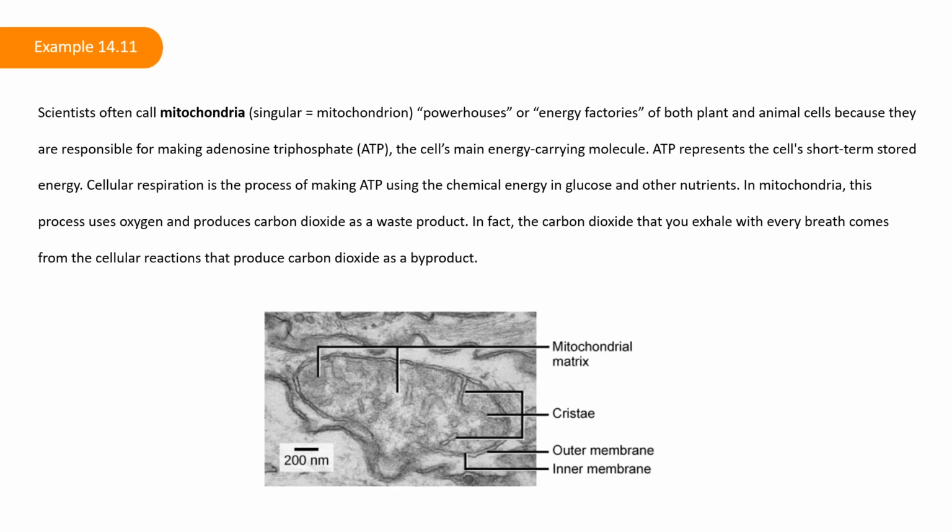Scientists often call mitochondria powerhouses or energy factories of both plant and animal cells because they are responsible for making adenosine triphosphate, ATP, the cell's main energy-carrying molecule. ATP represents the cell's short-term stored energy. Cellular respiration is the process of making ATP using the chemical energy in glucose and other nutrients. In mitochondria, this process uses oxygen and produces carbon dioxide as a waste product. In fact, the carbon dioxide that you exhale with every breath comes from the cellular reactions that produce carbon dioxide as a byproduct.